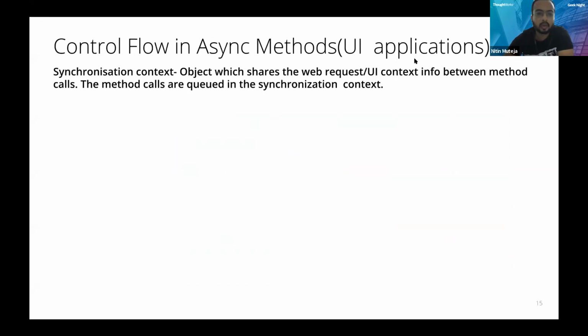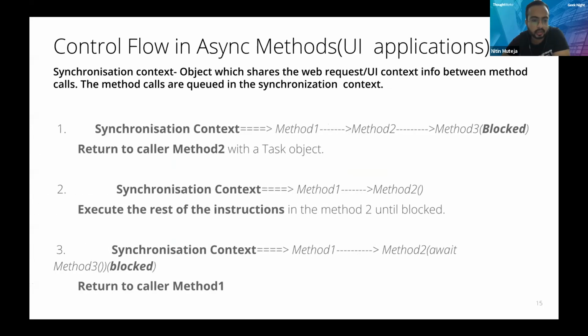I'll quickly talk about control flow, like how the flow actually happens in asynchronous methods. I'll take an example of a UI based application in which you have a synchronization context, available for all the method calls. Let's say you click on a web UI button and execute method 1. That method internally invokes method 2, and then method 3. Method 3 is blocked as of now, let's say it's awaiting any external input output. So method 3 would immediately return the response to method 2.